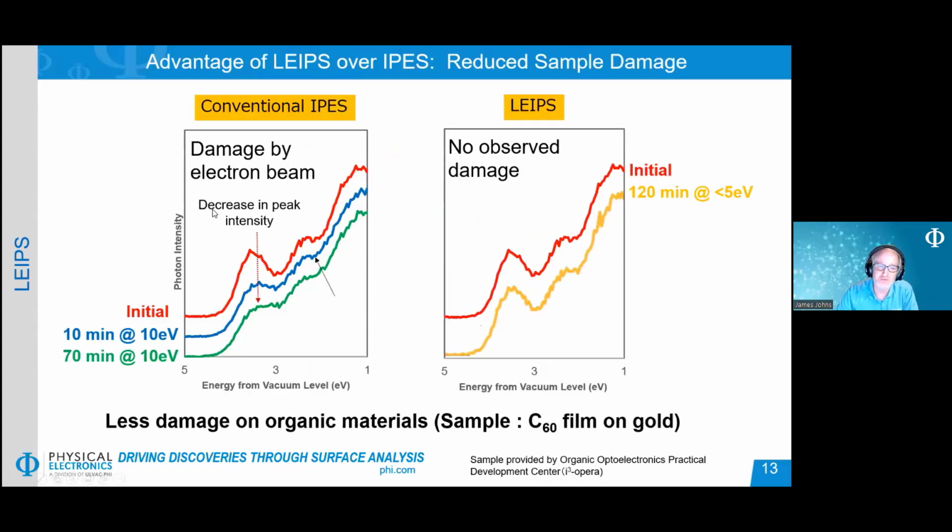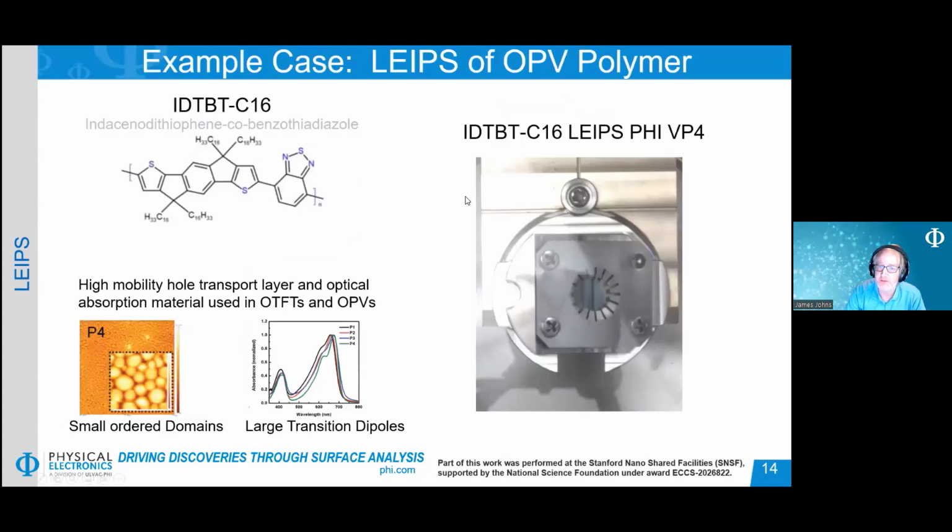Okay, so here's what this looks like. Here is just an example of this. This is conventional inverse photoemission, where they have their electron beam. And you can see that after 10 minutes, the intensity of the conduction band starts to decrease because we're damaging the sample. Same experiment, same type of material, but we do it with LIPE, keeping our electrons under 5 electron volts. And you can run this experiment for hours without any evidence of sample damage. Okay, so that's the big deal with LIPE.